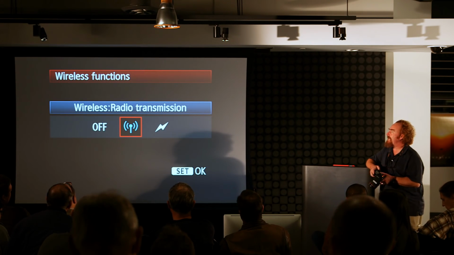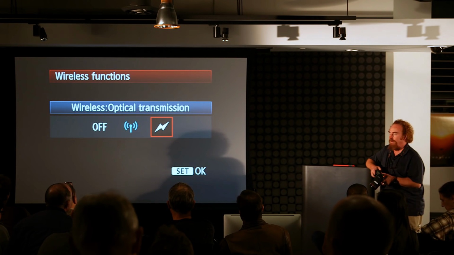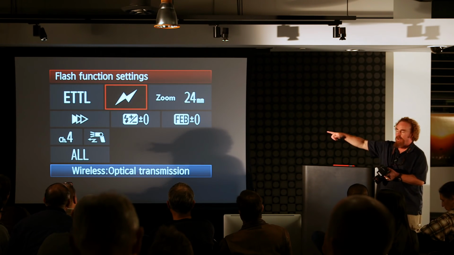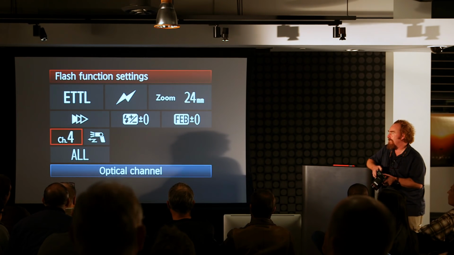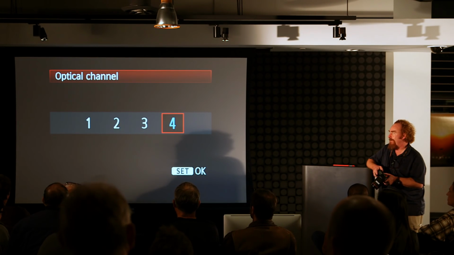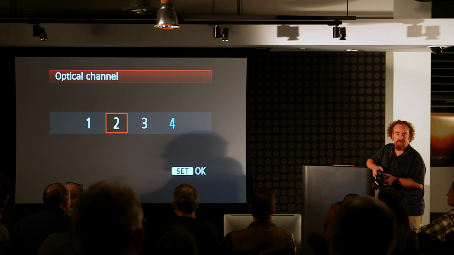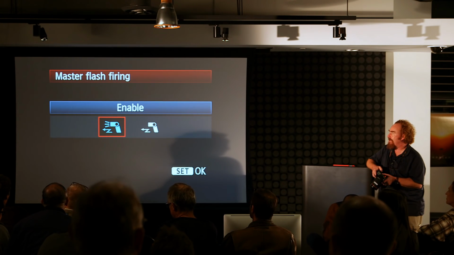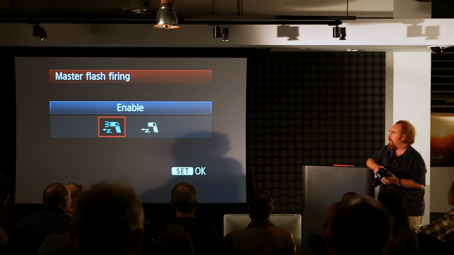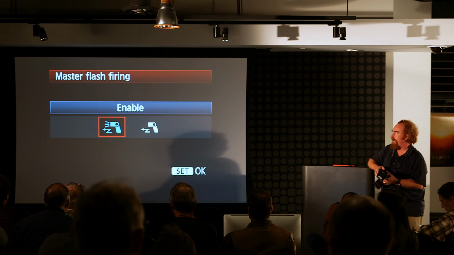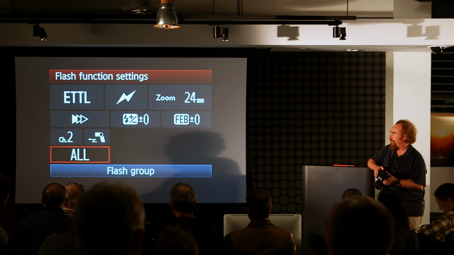All right, now if I change it to optical wireless, that right-hand corner changed because optical wireless has a different channel system. Basically, we have 4 channels in optical wireless. I've got my master enabled or disabled. If you can't remember what those 3 fingers mean or whether the arrow is supposed to point to the flash or away from the flash, don't worry about it. It's just saying master flash firing enable or disable. So we'll disable it because I don't want that on-camera flash.